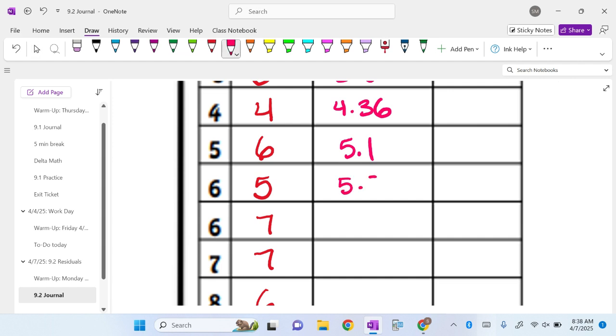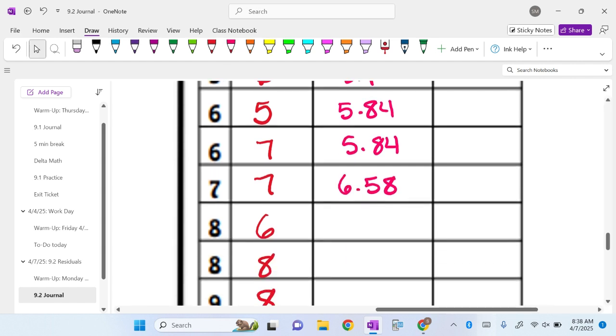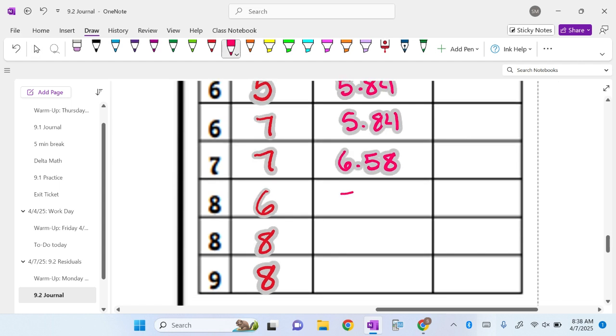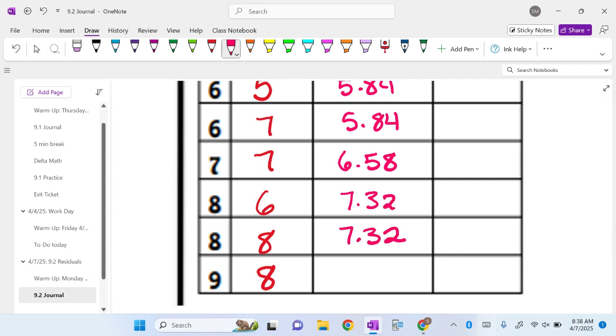5.84. Good. And we'll put that in for both 6s. What about 7? 6.58. What about for 8? 7.32. And put that in for both 8s. What about 9? 8.06. All right.